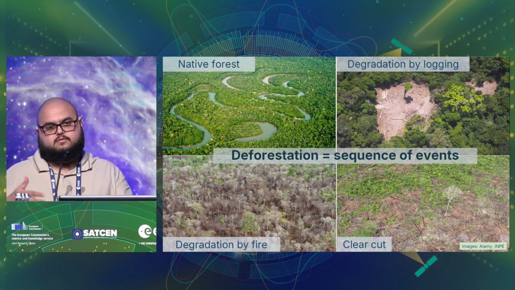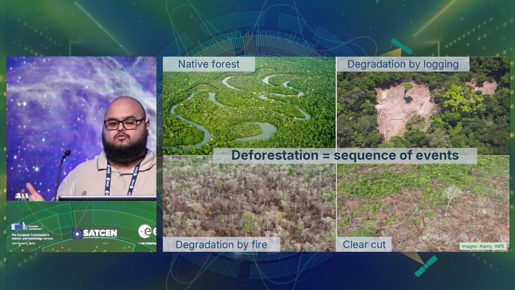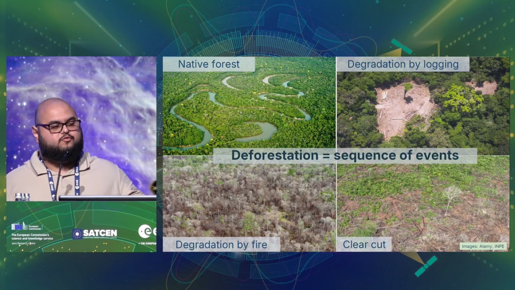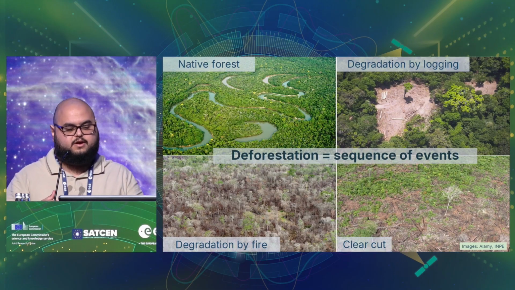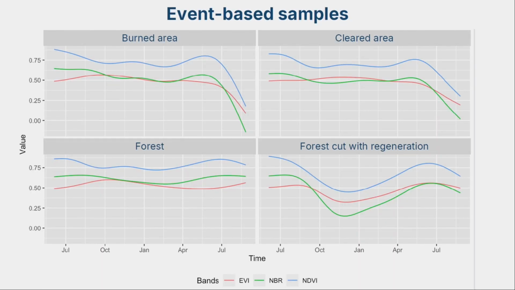One example is when we are dealing with deforestation. Deforestation is basically a sequence of events. We start from the native forest, and we have different types of events like degradation by logging, degradation by fire, and then we have the clear cut, when they remove the trees, for example. Using this idea of objects and events, when we are building the training data set, what we do is create training samples considering not only the temporal behavior of the objects like water and things like that. We consider the event itself, so how a deforestation event looks in the temporal domain.